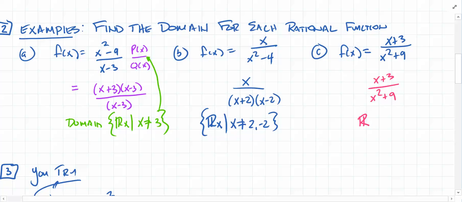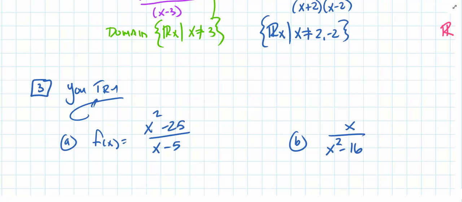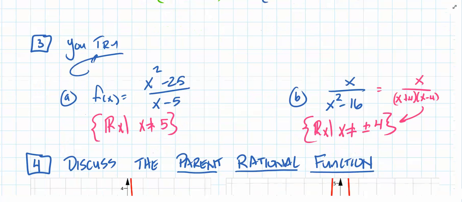Okay, you and a partner try these, a and b. I've given you two rational functions, x squared minus 25 over x minus 5, and then x over x squared minus 16. I would just want you to write the domain in set notation. So everybody get those two answers? Everything except for 5 in the first one, everything except for plus or minus 4 in the second one there.